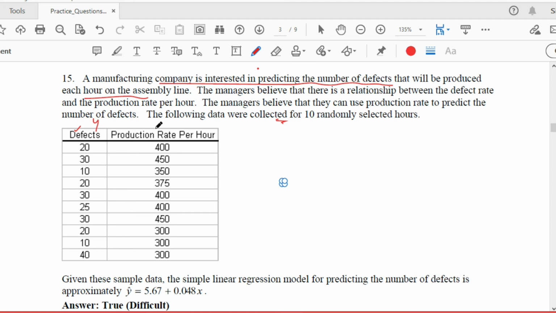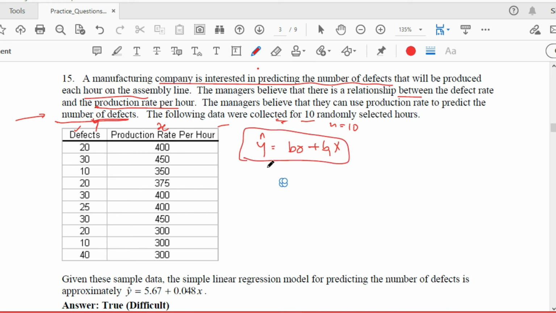Based on production rate X, right? Defects per production rate per hour. The manager believes that they can use production rate to predict the number of defects. Remember, whatever we want to predict is denoted by Y because it is the dependent variable. Now Y is equal to B0 plus B1X. The following data are collected, N is 10. Now we have to find the regression line values of B0 and B1 and check whether these are equal to this or not.